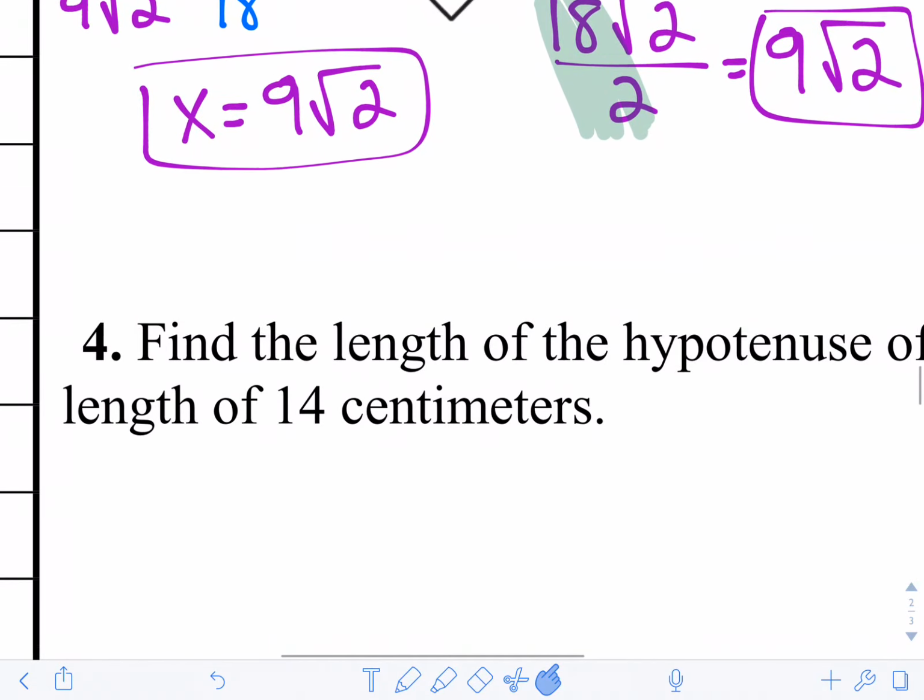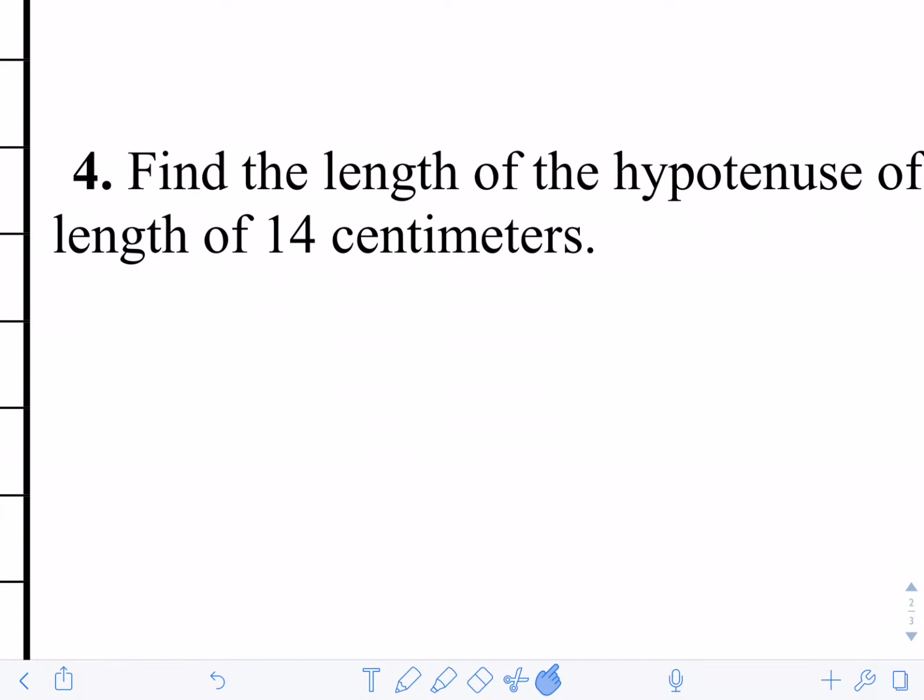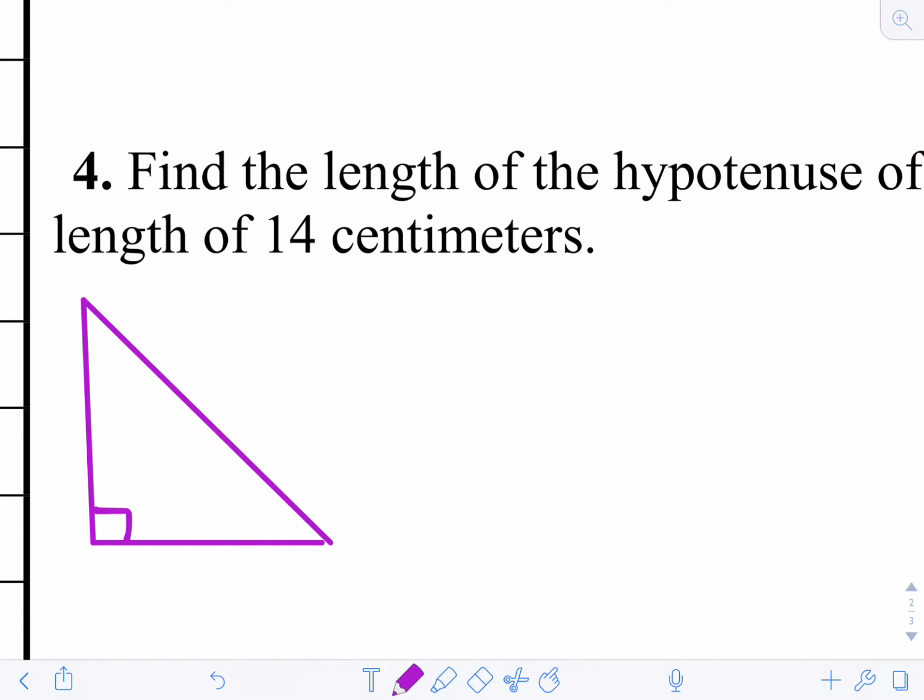Okay, last one for 45-45-90. It says find the length of the hypotenuse of a 45-45-90 triangle with a leg length of 14 centimeters. First thing you should always do is draw a picture. So I'm going to go ahead and draw my right triangle on here. It tells me it's a 45-45-90, and it tells me that I have a leg length of 14 centimeters. So that means this is 14 centimeters and this is 14 centimeters.